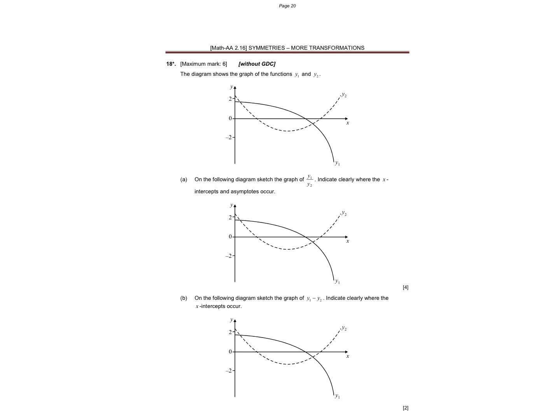For 18, the diagram shows the graph of y1 and y2. On the diagram, sketch the graph of y1 over y2. Indicate clearly where the x-intercepts and asymptotes occur. So if you think about this, y1 over y2, whenever y2 is 0, we're going to have an asymptote. So that's here and here.